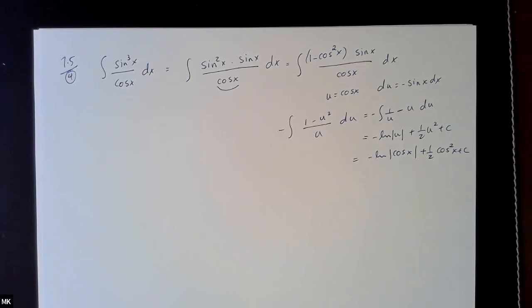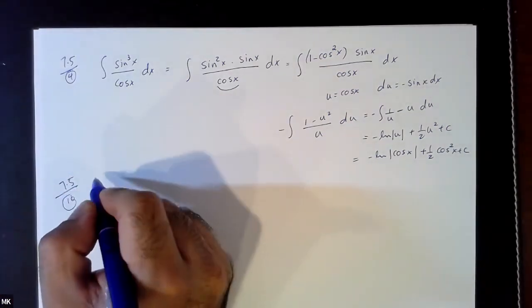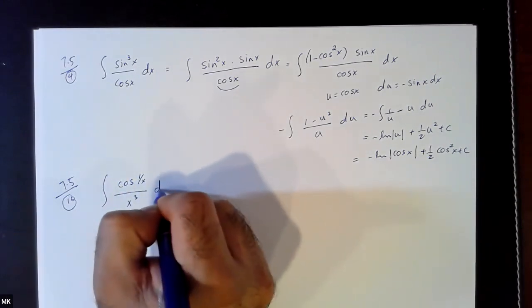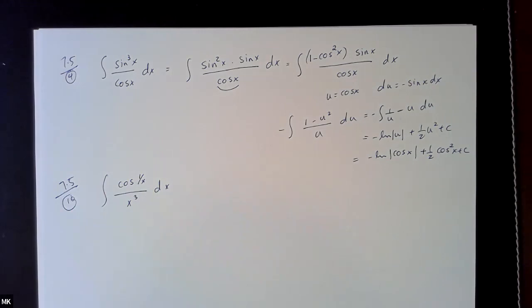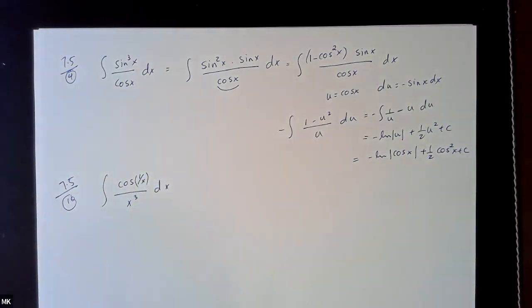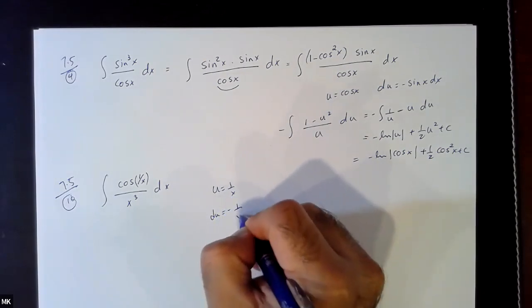This is number 10. Number 10 is cosine of 1 over x cubed. A very, very unusual representation, but it's not that bad because I feel like, well, if anything, I'm going to probably have to let 1 over x be my u. So u is 1 over x. Du would be negative 1 over x squared dx.